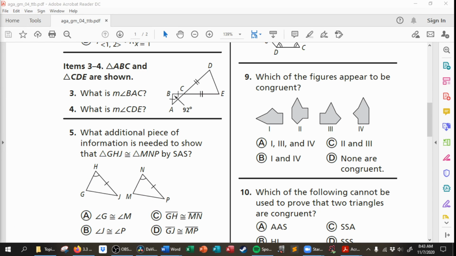All right, number 3 says, what is the measure of angle BAC? So start at B, go to AC. So I want this corner, or this vertex, right here. Well, let me redraw BAC over here. Got B at the top, A on the bottom left, and C. And we know that the measure of angle B is 92. So I'm going to put 92.